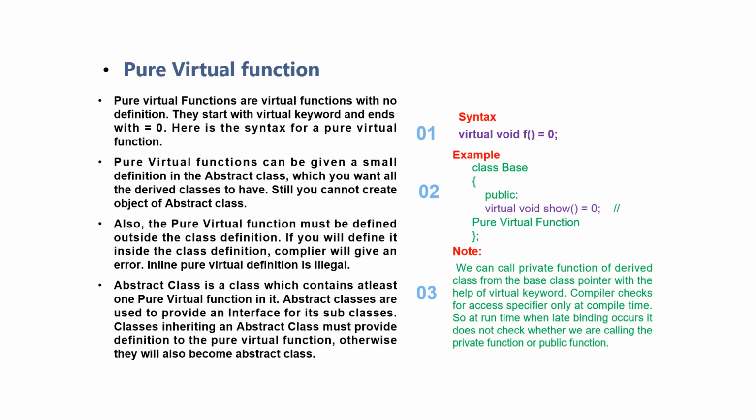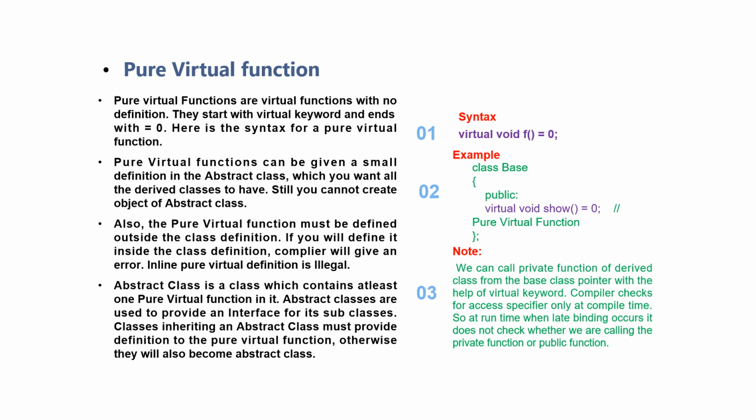Pure virtual function. So what will be called a pure virtual function? It's a virtual function with no definition. So they start with the virtual keyword and end with equal to 0. So the syntax is the virtual keyword followed by the function, and it is mentioned equal to 0. So if the base class has a virtual function equal to 0, then we call that a pure virtual function. Okay. The pure virtual function must be defined outside the class definition.